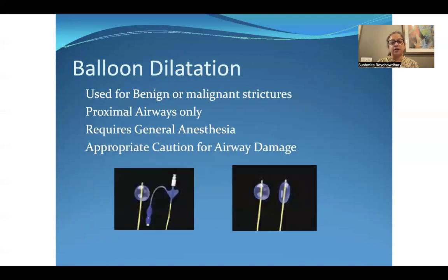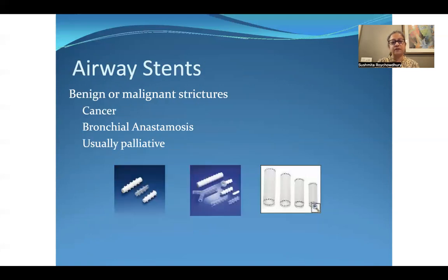Balloon dilatation, again, is a very good invasive method for freeing up benign as well as malignant strictures. So proximal airways, where somebody has had TB as a child and has resulted in bronchial stenosis, or somebody who has had a tracheostomy and then post tracheostomy, they have had a tracheal stenosis. There you can do bronchial dilatation using these catheters, and it has to be done under general anesthesia with appropriate caution for airway damage.